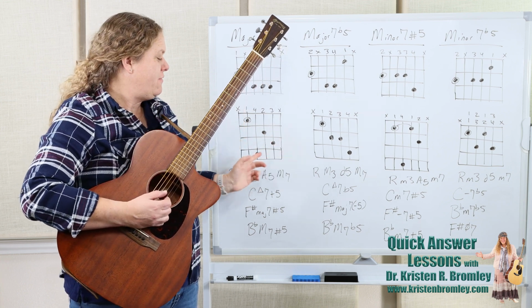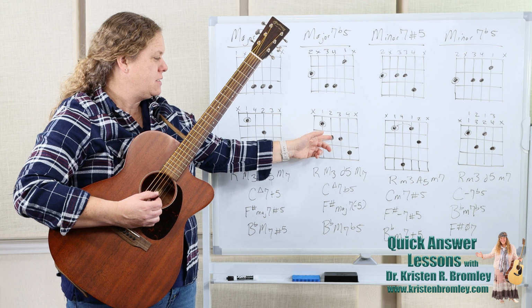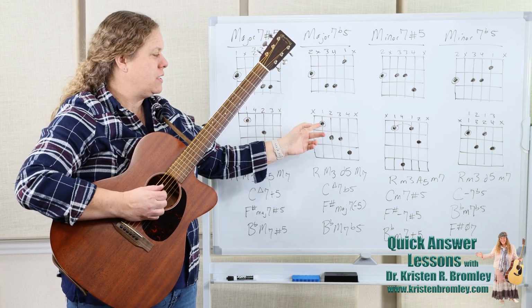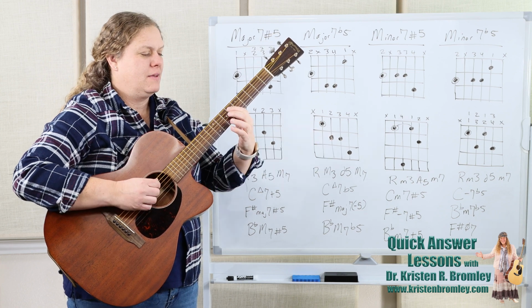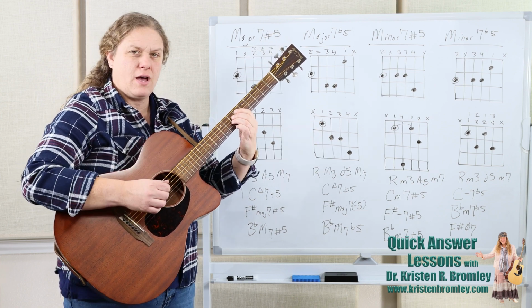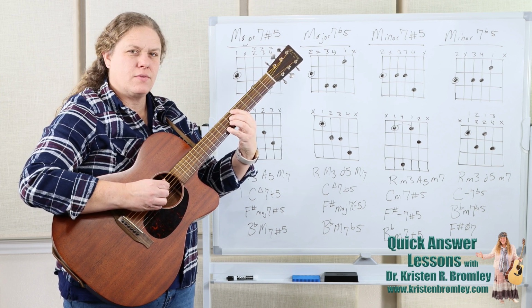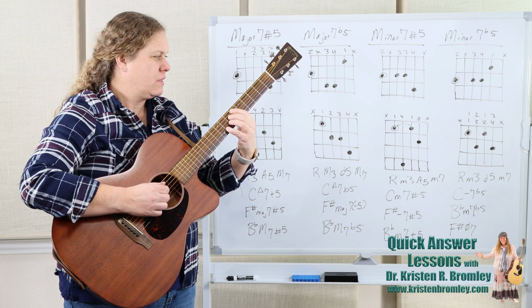If I'm going to make it a flat 5, then it's going to come 1 fret up from the root. So with this one I can go index, middle, ring, pinky, index, middle and ring, 1 fret higher at the 7th fret, pinky at the 8th, and I get a major 7 with a flatted 5th.